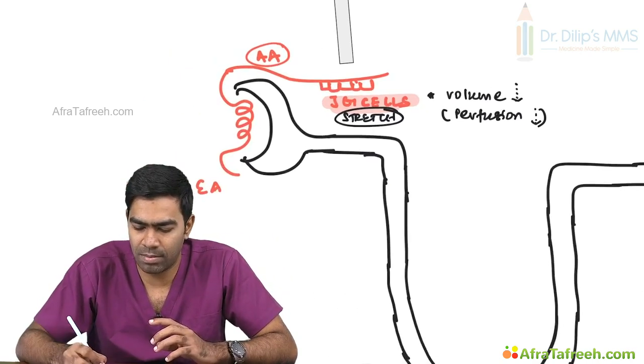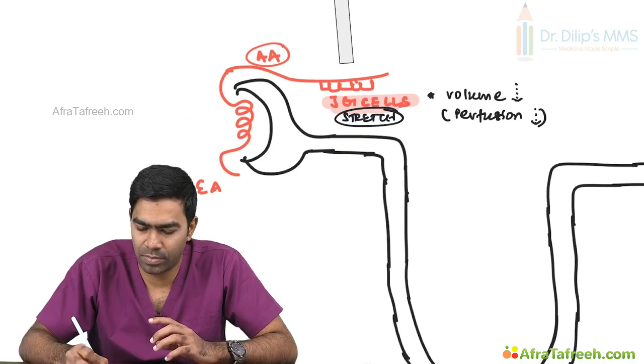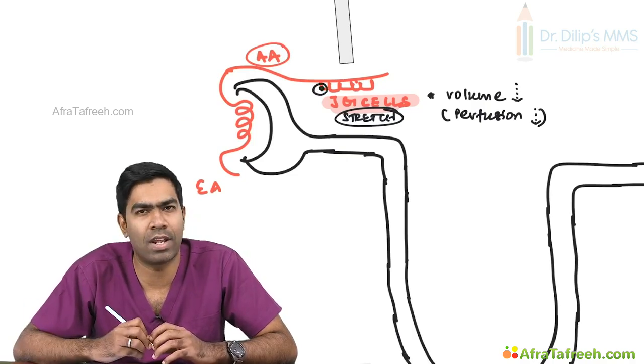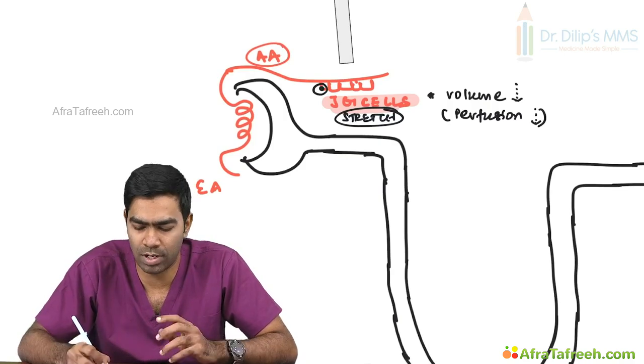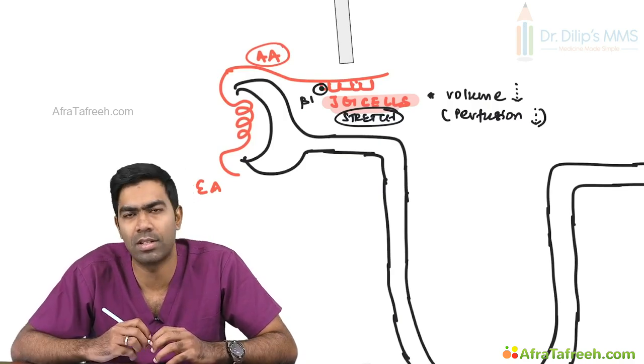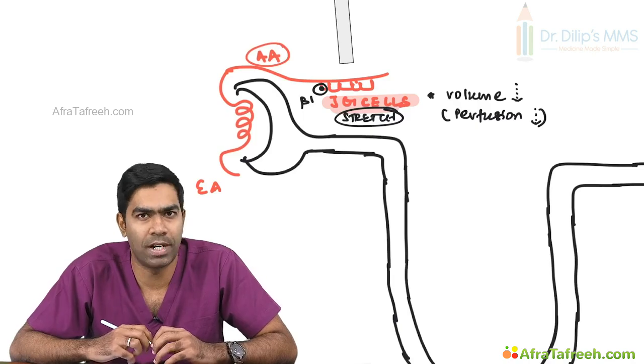And at the same time, the beta adrenergic pathway can also have a very, very important effect in the production of renin, because these juxtaglomerular cells also have beta 1 receptors.